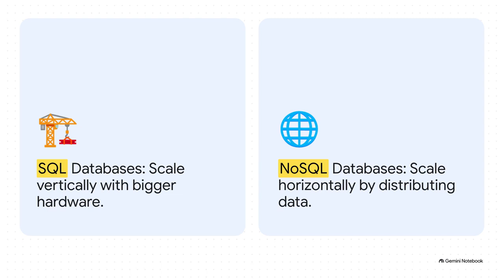NoSQL databases, on the other hand, are largely designed to scale horizontally. This means you just add more standard servers to your cluster and distribute the data across them in a process known as sharding. It splits the workload up, allowing for practically infinite scale.